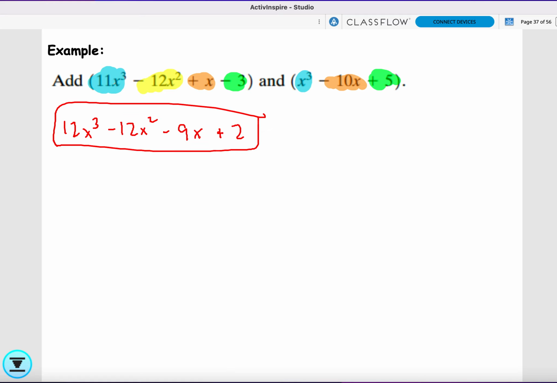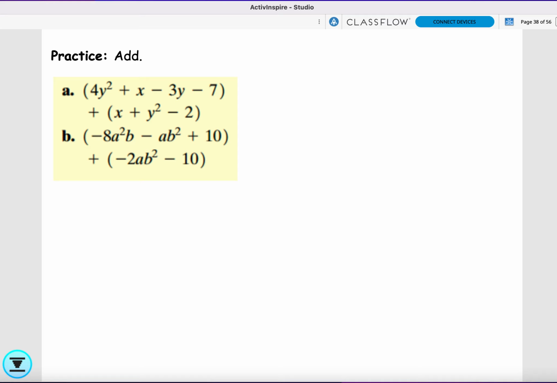So let's go ahead and move on, guys. Here's this practice problem. Combine your like terms. So look at a. So you have 4y squared and y squared. And then we have 3y by itself. And then x by itself. And then the constant term by itself.